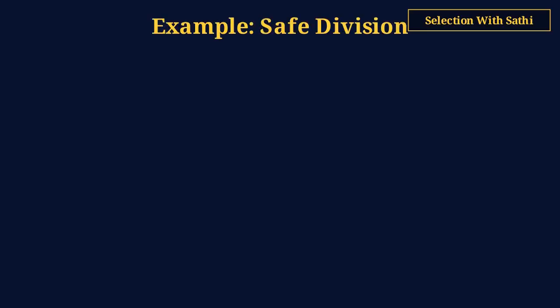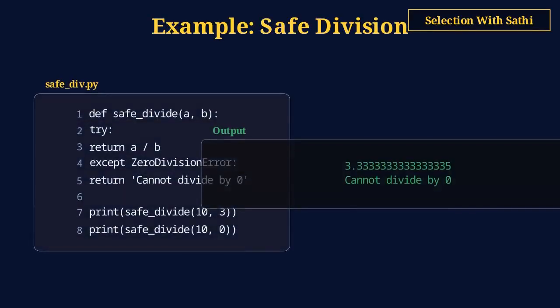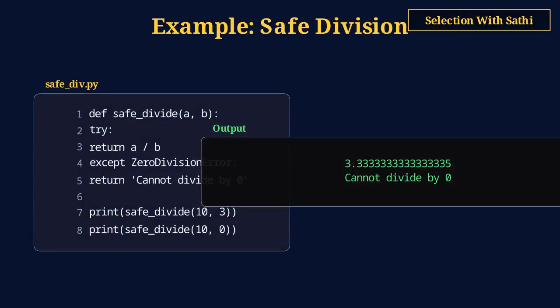A safe division function. Define safe_div(a, b). In the try block, return a divided by b, except ZeroDivisionError returns a friendly message. safe_div(10, 0) gives "cannot divide by 0" instead of crashing.